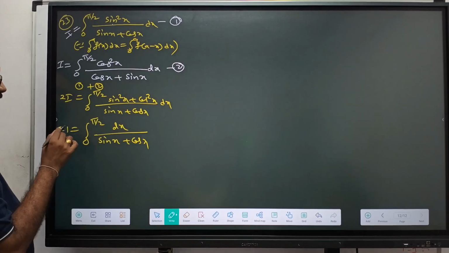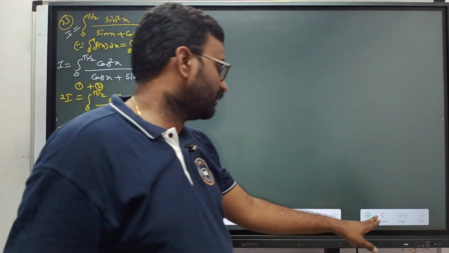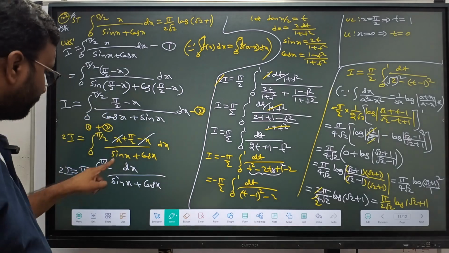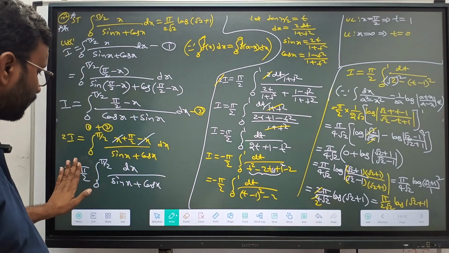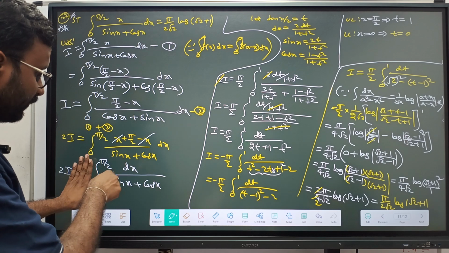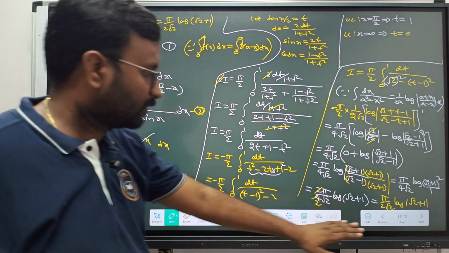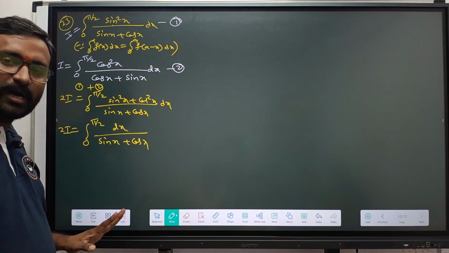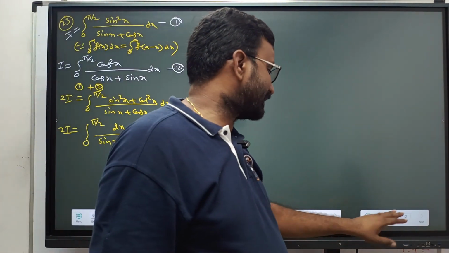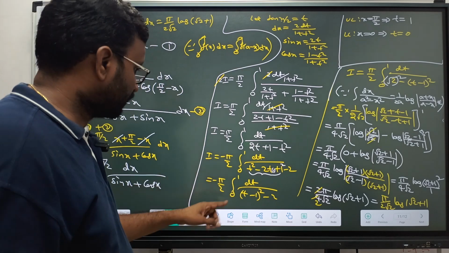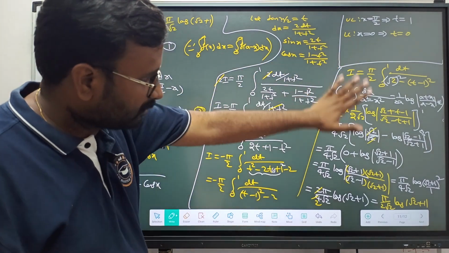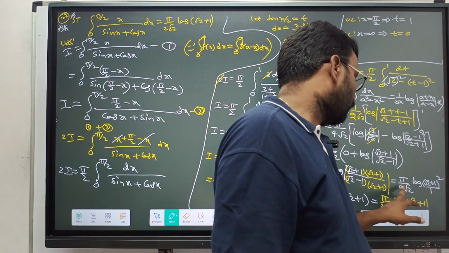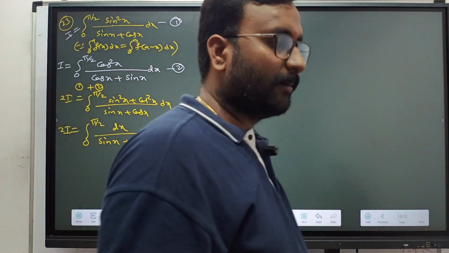This is 2I. Same as you had there, instead of this pi by 2 extra, only pi by 2 is there. Without this, it is the same, 0 to pi by 2 dx by sin x plus cos x. So the answer also has pi by 2 extra. This will be same. So pi by 2 extra. You will get the answer: 1 by root 2, 1 by root 2 log of root 2 plus 1.